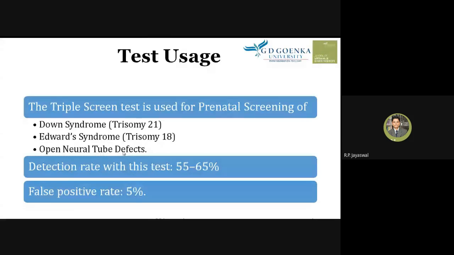Yes, so we can terminate that pregnancy. We can terminate the pregnancy, and after that we can prevent the occurrence of this kind of disorder in the family. The test can also give false positive results at the rate of 5%. So once the test gives a positive result, we need to go for the confirmatory test. This triple test is a biochemical test, and if the result shows positive, then we need to confirm the test by confirmatory methods.